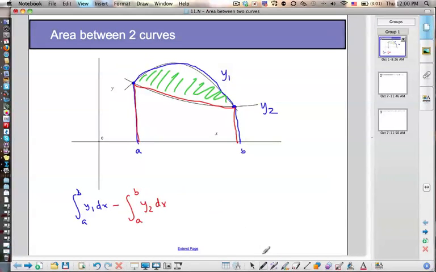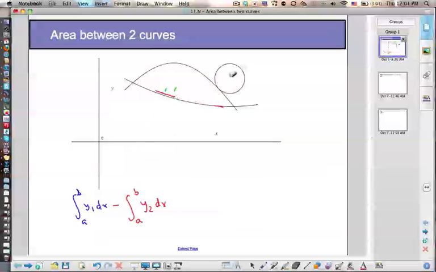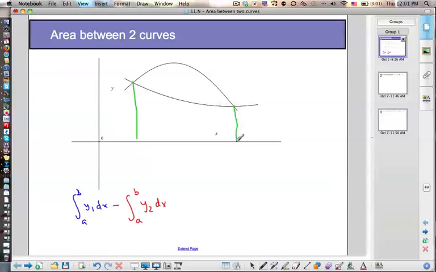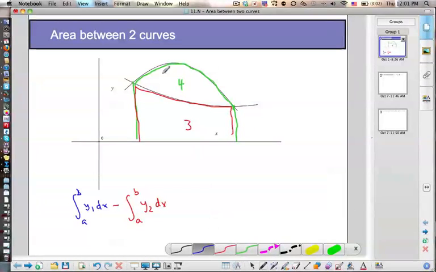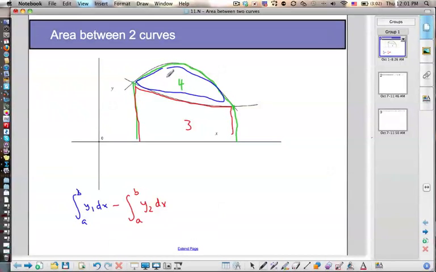So that's about it. The question is, does it work everywhere? Can I put it anywhere? Let's do a little example. Just to reiterate, let's say that the area under y1 is 4, and the area under y2 is 3. What would that area in between be? It has to be 1.